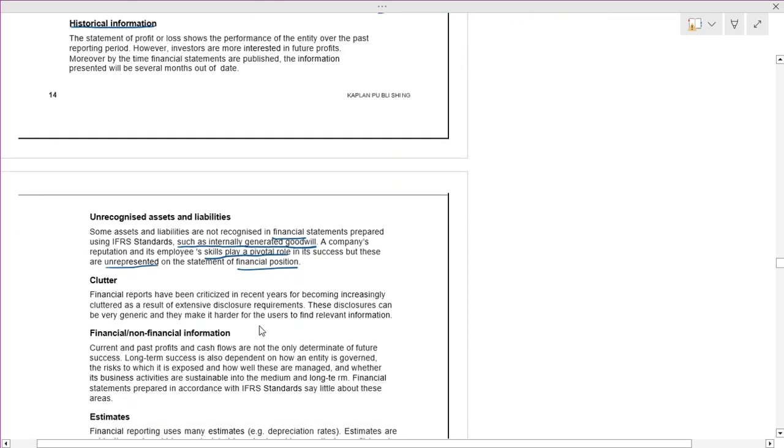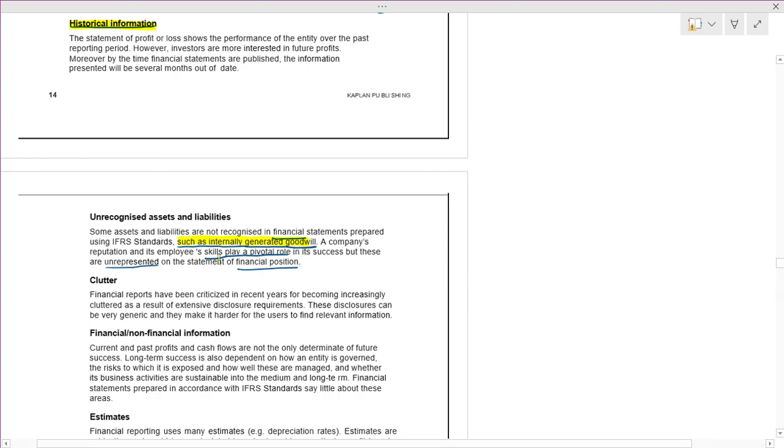Employees will be matched with the salaries. Directors will be matched with the remuneration. We cannot measure the skills of the employees and all those things. That is one of the limitations. Keep it in mind, very important. One of the limitations is historical information.